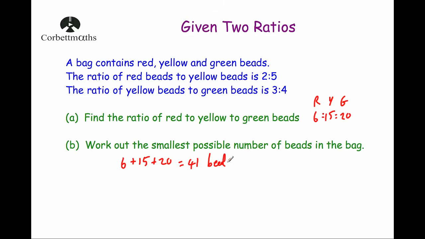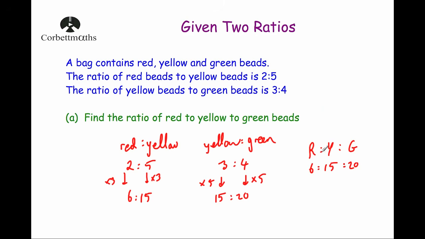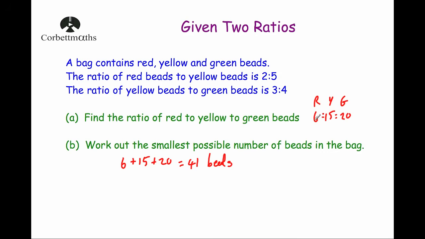And the reason for that is, it means for every 6 red, there's 15 yellow and 20 green. That ratio cannot be simplified. I should have said that earlier, that we can't cancel this down. So that's the ratio in its simplest form. So that means that we could either have 6, 15, 20 in the bag.